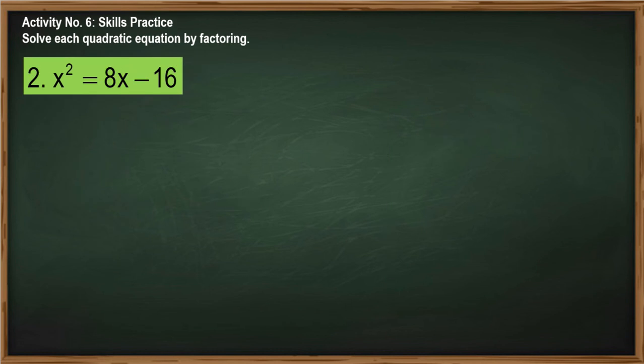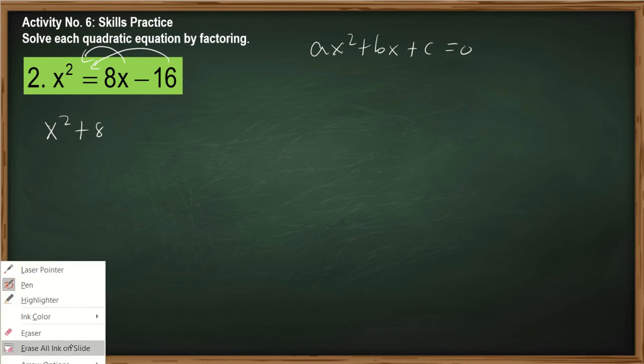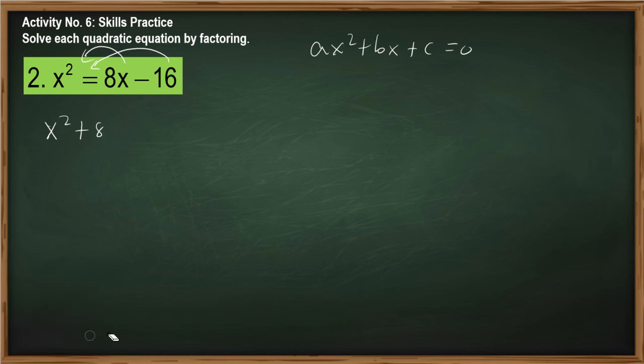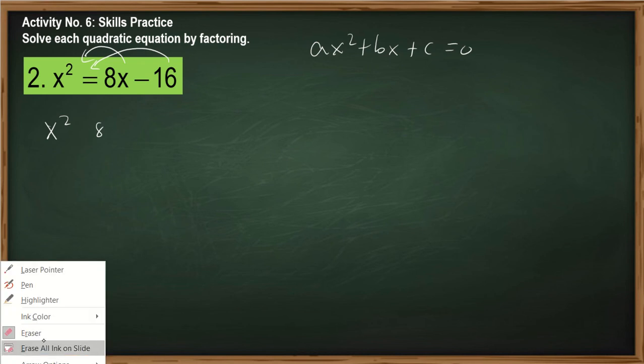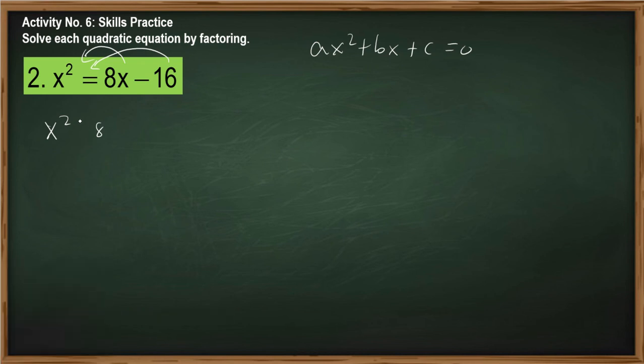Very easy. How about item number 2? It is not yet written in the form ax squared plus bx plus c equals 0. So we need to transpose the two terms to the left side. So we have x squared minus 8x, because we transpose it. Then negative 16 transposed becomes positive 16 equals 0.